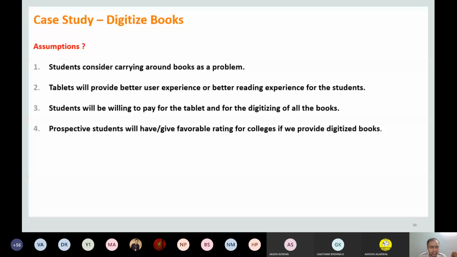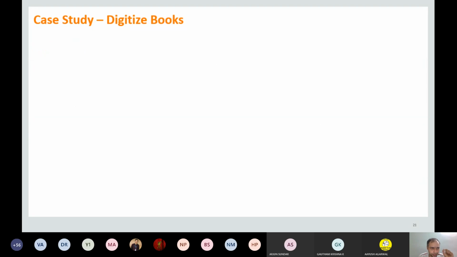So these are the assumptions. That is, students don't want to carry their books. It will give you a very good reading experience, and the students will be willing to pay for the digitizing activity as well as for the tablet. And it will welcome a lot of new students. It will increase the chances of more students joining this university because it's a tech savvy university. These are the assumptions we made.